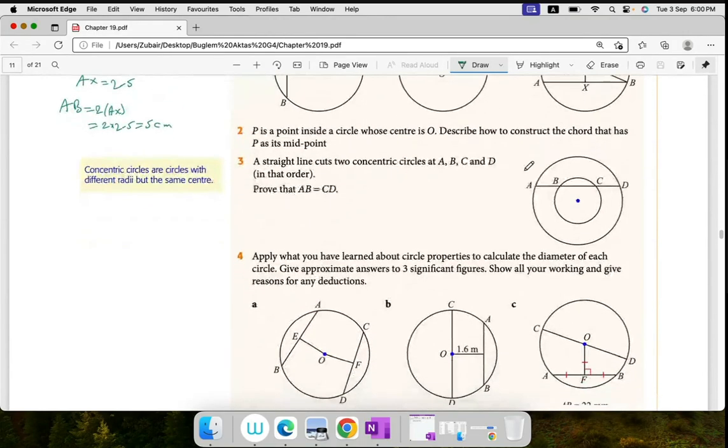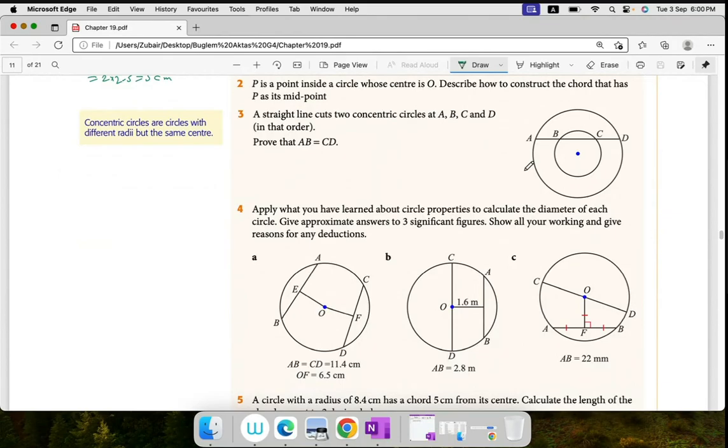Let's do question number 2. P is a point inside the circle whose center is O. Describe how to construct a chord that has P as its midpoint. So basically, P is this point inside the circle whose center is O. Describe how to construct a chord that has P at its midpoint.